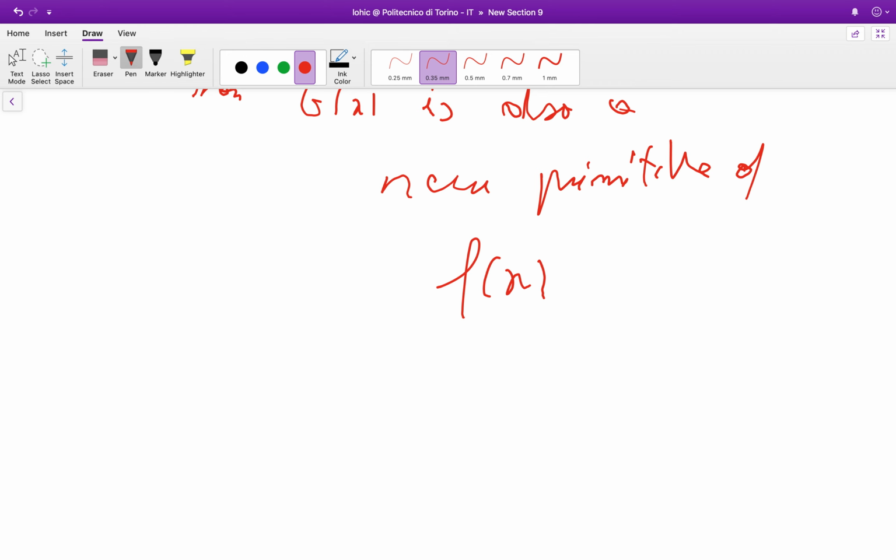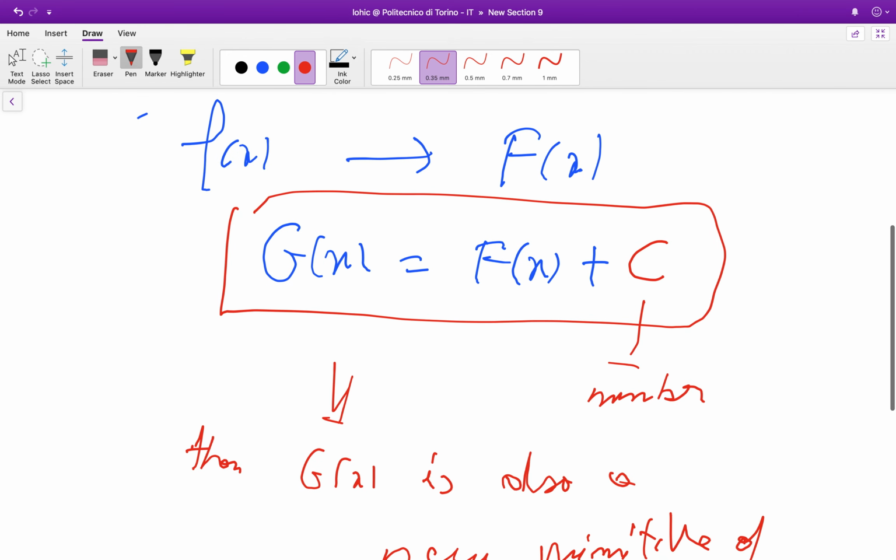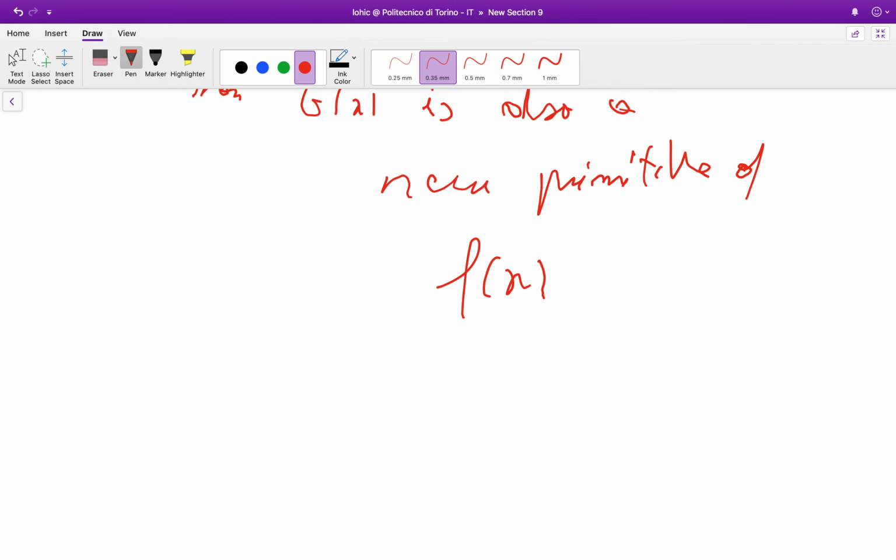Furthermore, this is not only an if: these are all the possible primitives you can have. So not only is g of x a primitive, but all the possible primitives have this form. When you already know one primitive, all the other primitives differ from that one just by a constant.